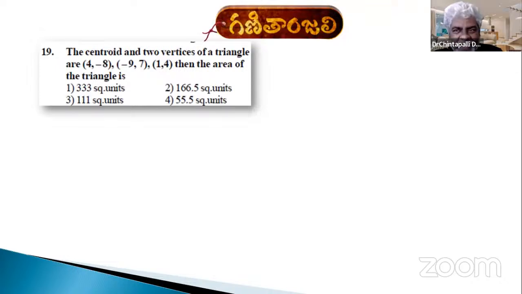I'm not choosing direct and easy questions. I choose somewhat typical, challenging questions like this. See, 19th question: the centroid and 2 vertices of a triangle are (4, -8), (-9, 7) and (1, 4). Then the area of the triangle is.